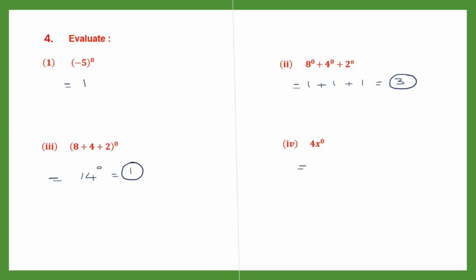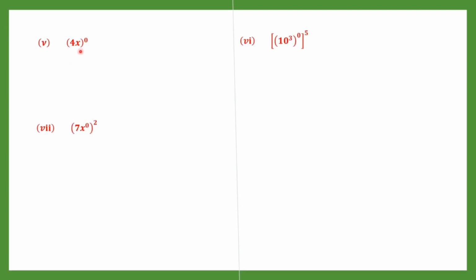Now the next one here is 4x raised to the power of 0. So this 0 is only for x, not for 4. So this will be 4 into x to the power of 0, which is 4 into 1, and the answer is 4. The answer here is 4. Question 5, this time 4x, the whole thing is raised to the power of 0. That means this whole thing is now equal to 1. So the answer here is 1. This is our answer. Let's go to the next one.